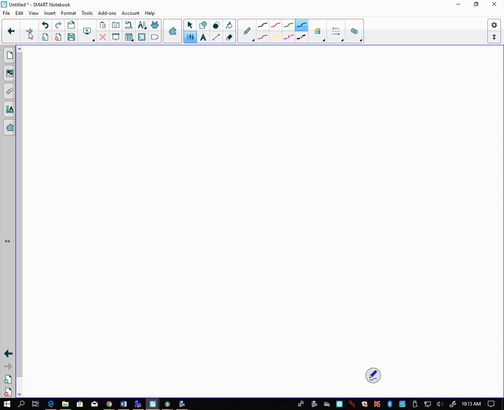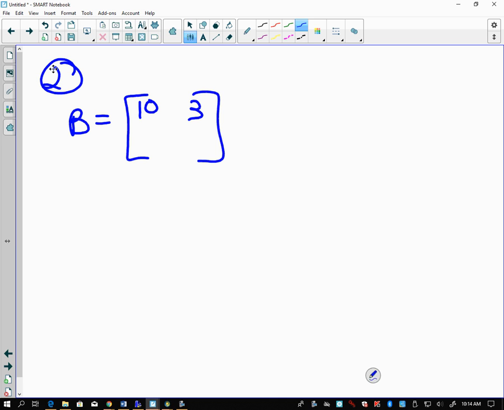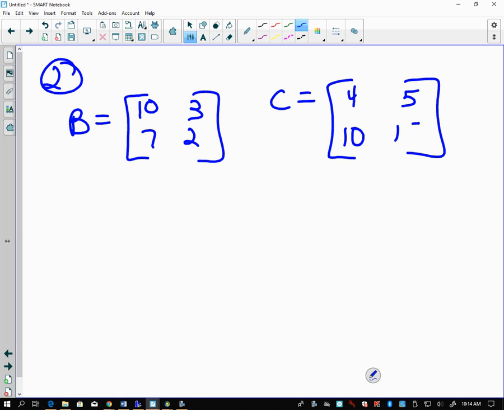This next one is going to involve adding matrices. Let's say we have B equals, and here I'm just going to let you guys pick numbers. Give me some numbers to work with. 10, 3, 7, and 2. Okay? And then we're going to get matrix C. Give me some numbers here. 4, 5, 10, 15. All right, we want to find B plus C.